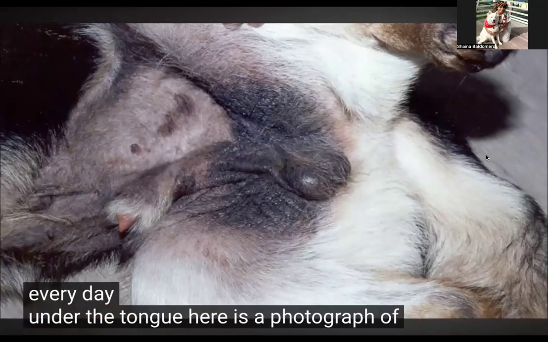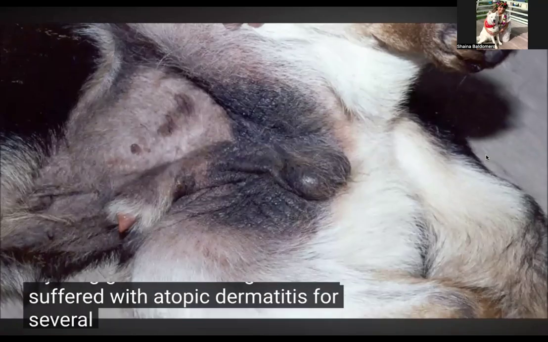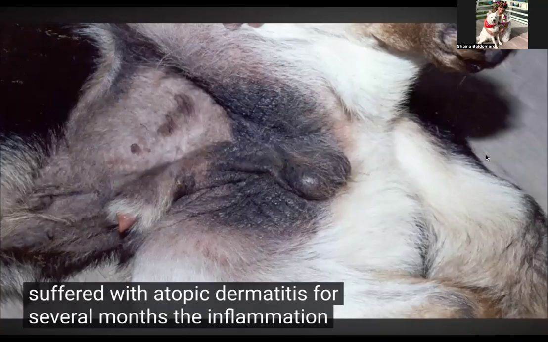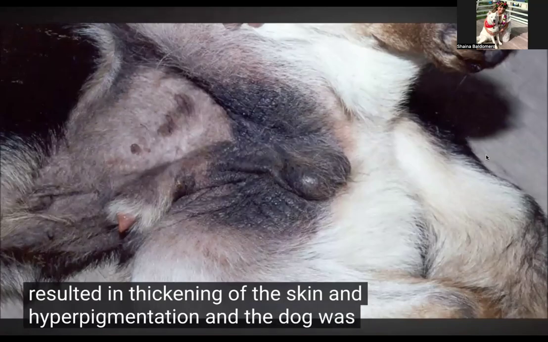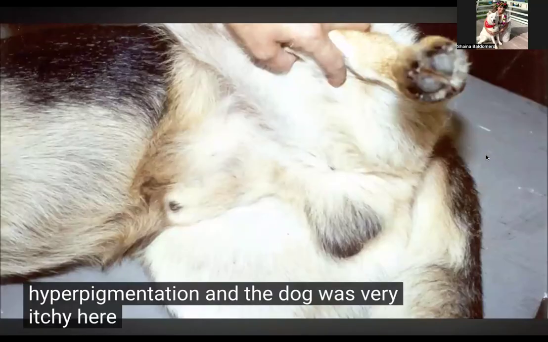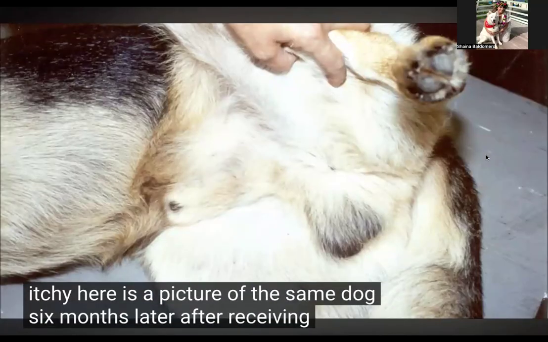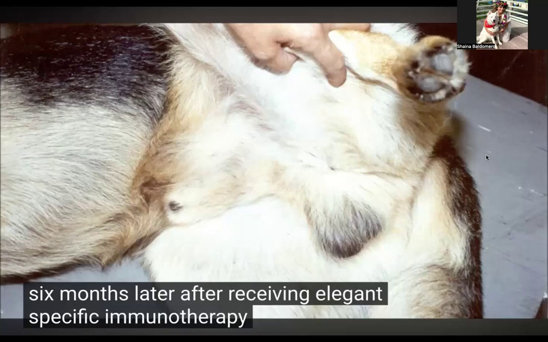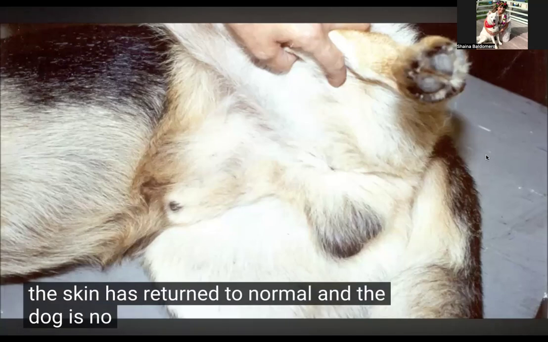Here is a photograph of a young German Shepherd dog that has suffered with atopic dermatitis for several months. The inflammation had resulted in thickening of the skin and hyperpigmentation, and the dog was very itchy. Here is a picture of the same dog 6 months later after receiving allergen-specific immunotherapy. The skin has returned to normal and the dog is no longer itchy.